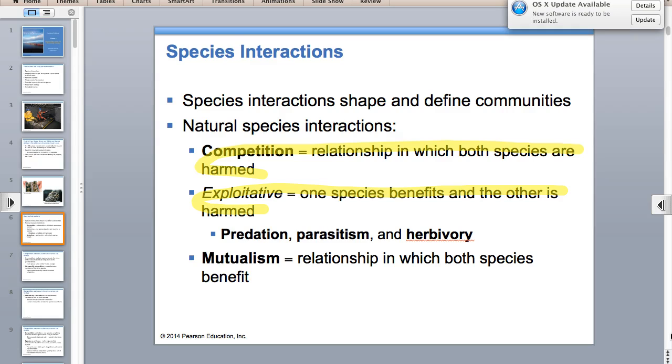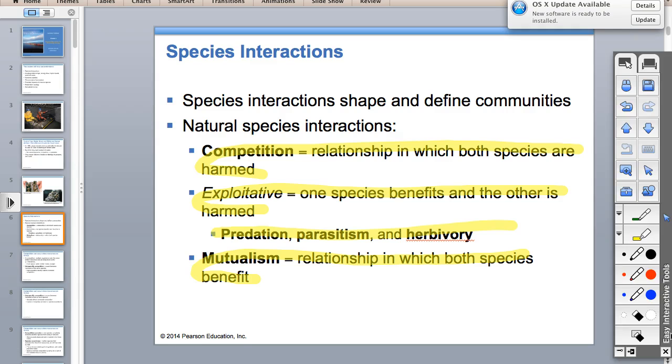Just kidding. So anyway, exploitative relationships include predation, which is obviously like predator eating prey, parasitism, which is parasites, and then herbivory, which is where herbivores eat plants. Mutualism is where both species benefit, and then the classic mutualistic relationship is like bees and how they get the nectar from the flowers, but then they also help to pollinate the flowers.